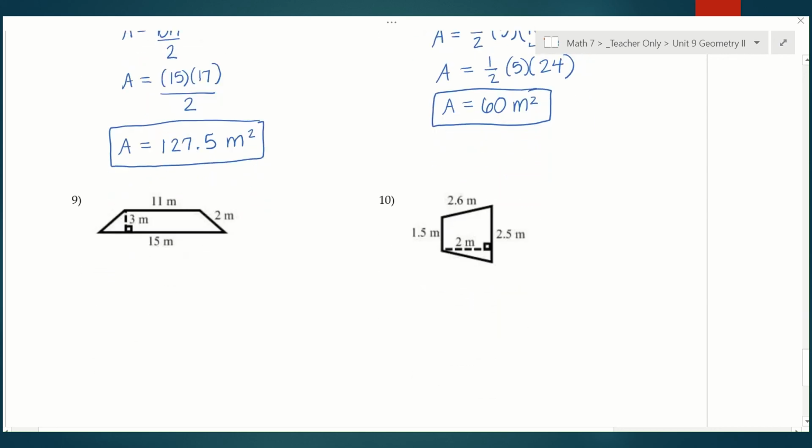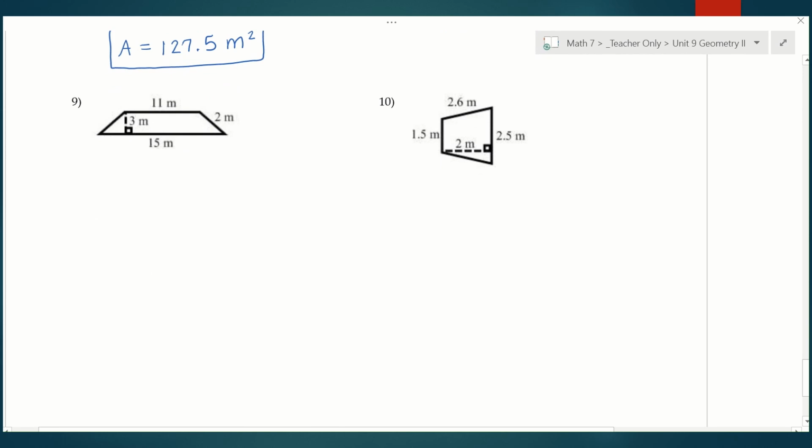All right, so 2 more trapezoids here. Number 9, let's write out our formula. 1/2 times the height times base 1 plus base 2. Okay, so let's pick out the height first. Look for that right angle. Here it is. So the height is right there. It's how tall your trapezoid is. So we're going to plug in 3 for the height.